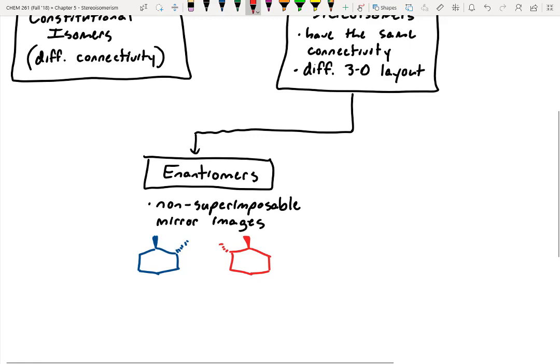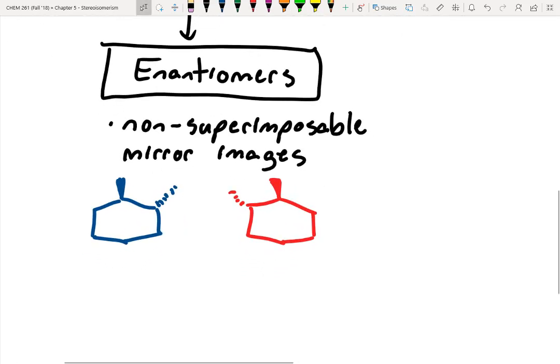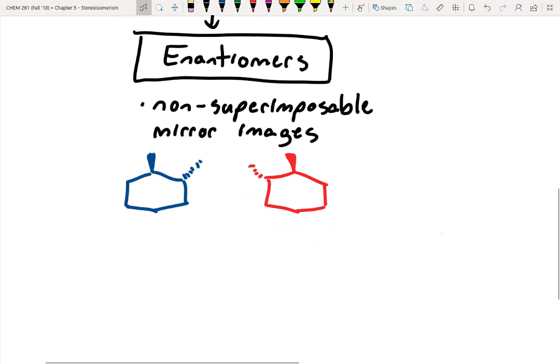Let's try it. Let's choose. Everyone's so enthusiastic. It's wonderful. All right, let's try the blue one. So for example, I'm just going to name this one carbon 1. Would that one be R or S?